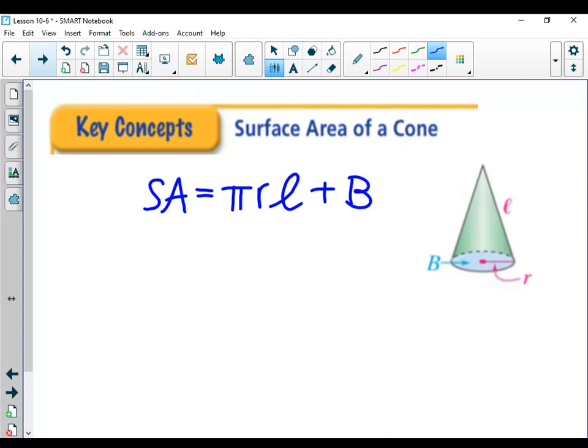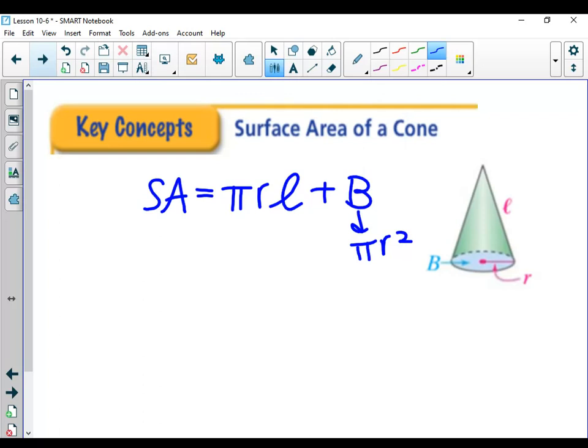Area of the base is a circle. Pi r squared sounds like area to me. Pi r L, pi radius slant height. You don't have to memorize it. You just have to be able to look at it and use it.